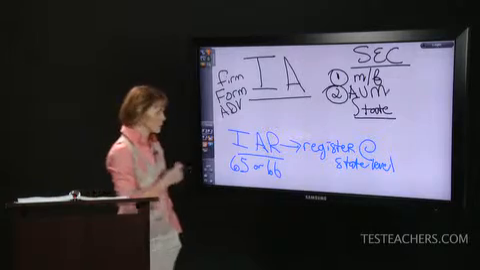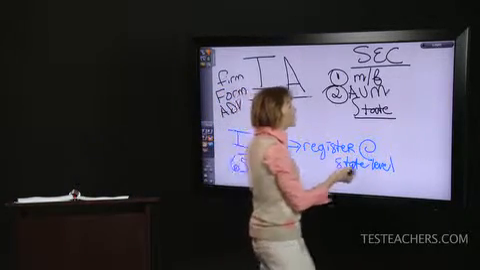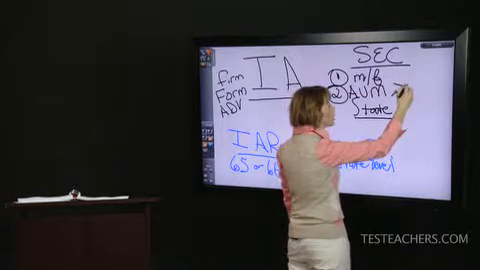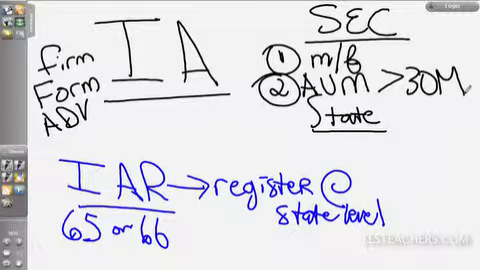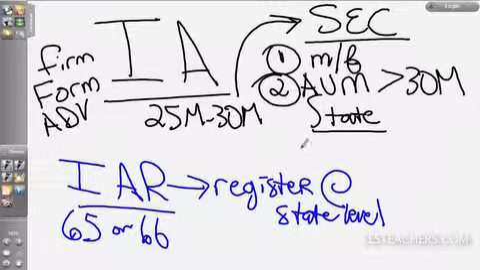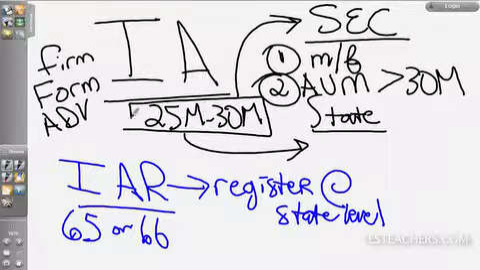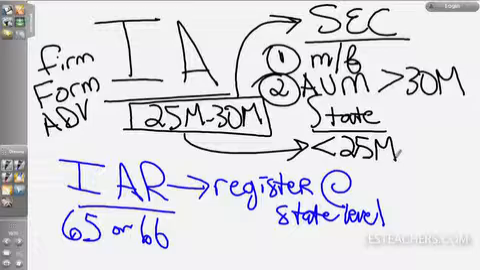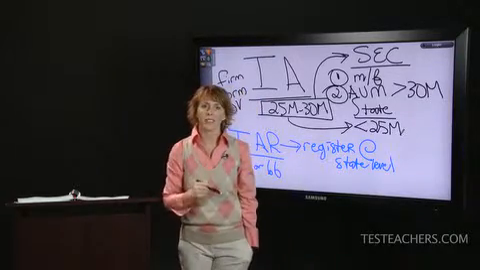So this is the way the rule is currently. If the firm has assets under management of over 30 million, then the firm must register federally. If the firm has assets under management of 25 million to 30 million, then it's up to the firm if they choose to register federally with the SEC, or they can choose to register at the state level. So this area here, it's up to the firm. If the firm has assets under management of less than 25 million, then the firm is required to register at the state level.